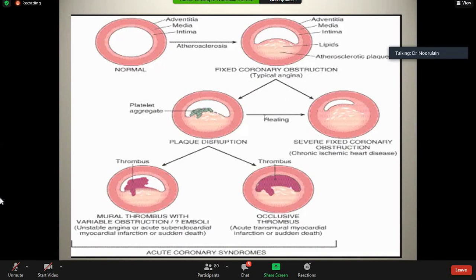These are the different manifestations. Fixed coronary obstruction causes typical angina on exertion. And if there is a thrombus, it can lead to unstable angina that can occur even at rest, and myocardial infarction or sudden cardiac death. And if there is an occlusive thrombus, it will fill the whole artery. It can lead to sudden cardiac death and severe myocardial infarction.